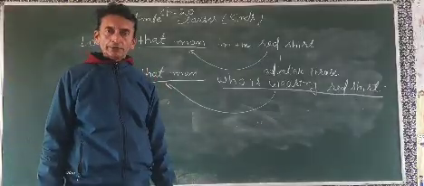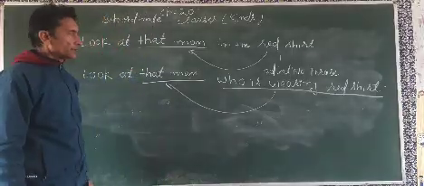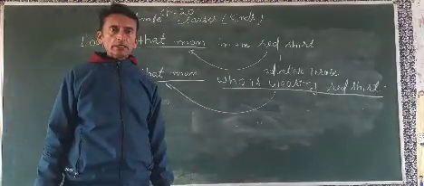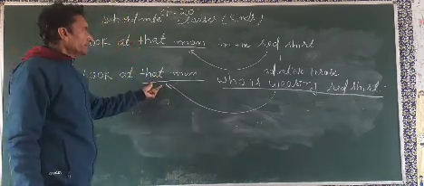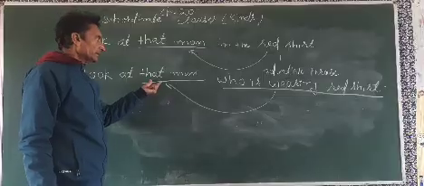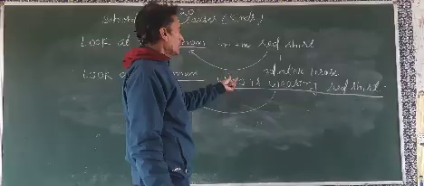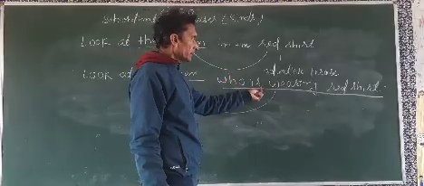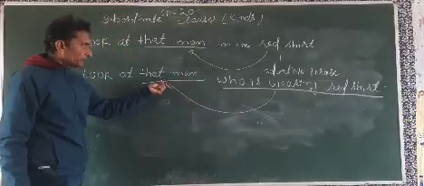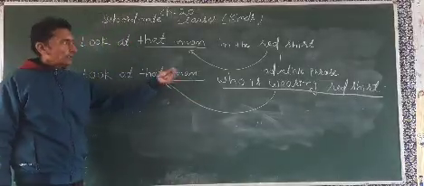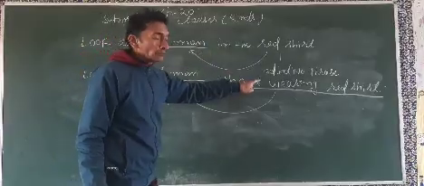Are you getting me, students? Just go through the book. After watching my video, you can understand very easily. So look at that man. This is a main clause, and that man is a noun phrase. And who is wearing red shirt? This is an adjective clause, because this is telling something about the noun phrase that man.